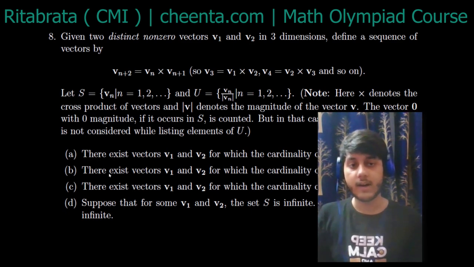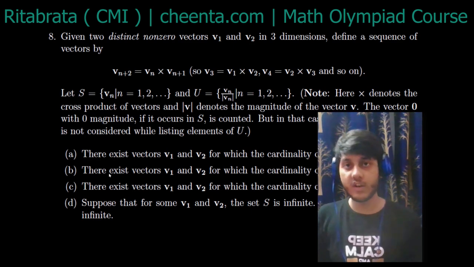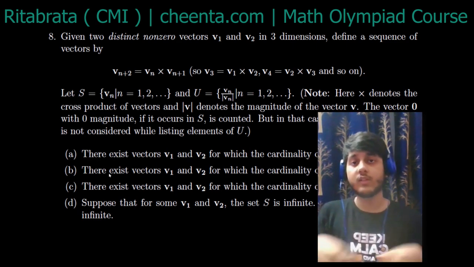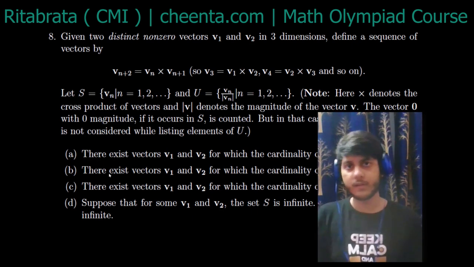We have to determine whether the cardinality of S can be exactly 2 or 3 or 4, does that hold or not. And we have to determine if for some v1 v2 the set S is infinite, then whether U is infinite also or not. If the set of distinct terms of the sequence is infinite, we have to determine whether the corresponding sequence of unit vectors is also infinite or not. So let's do this.